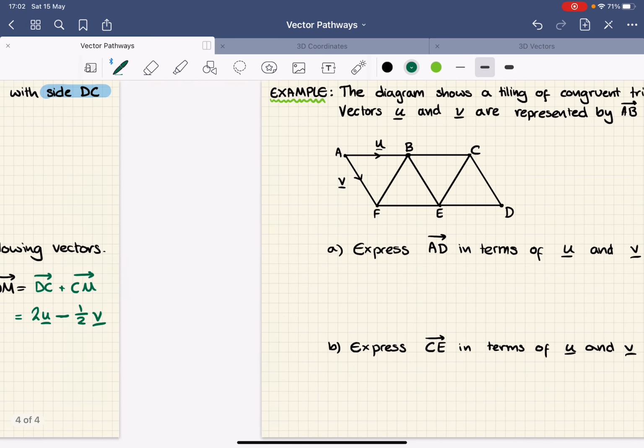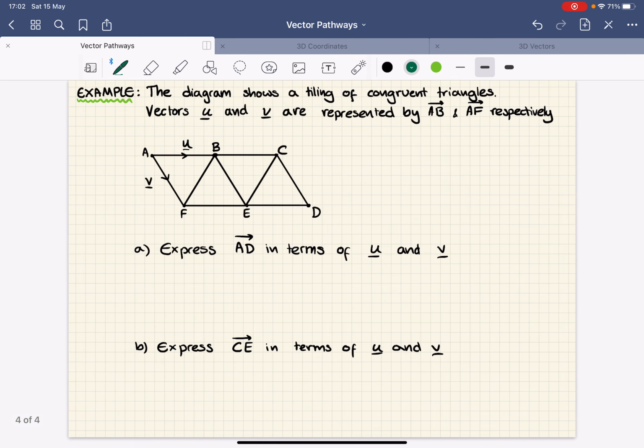All right, so let's take a look at the next one. So this is our last one to look at. So here we're told the diagram shows a tiling of congruent triangles. Now the thing to keep in mind whenever you see this word here, congruent, that means they are the exact same triangle, just they've maybe been rotated about. So vectors u and v are represented by A to B and A to F respectively.